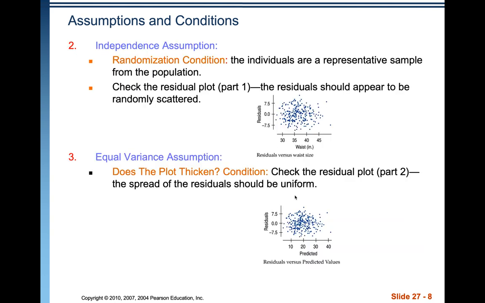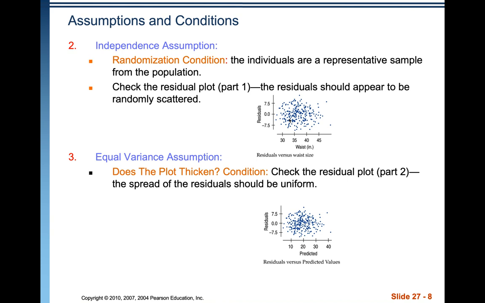Number 2, the independence assumption, and we usually do that with randomization. We want to make sure that the individuals are a representative sample of the population, and then we also have to check the residual plot. The residuals should appear to be randomly scattered. Okay, so if you look, we want to make sure they are randomly scattered, and this is just the first thing we look at the residual plot for.